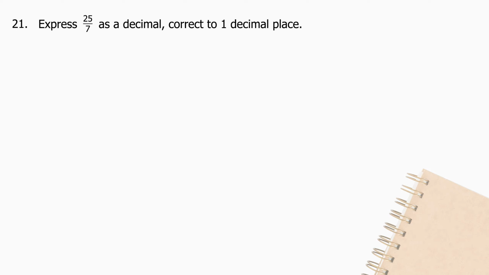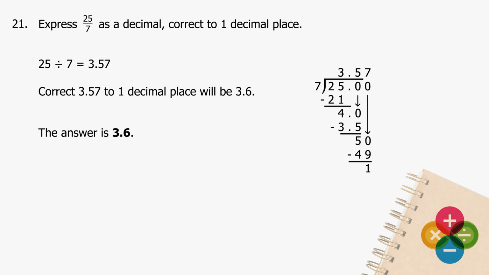Question 21. Express 25/7 as a decimal, correct to 1 decimal place. Divide 25 by 7, and the quotient is 3.57. Correct 3.57 to 1 decimal place will be 3.6. The answer is 3.6.